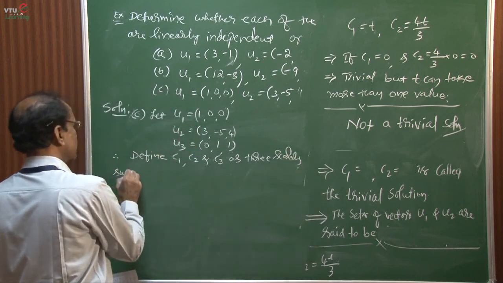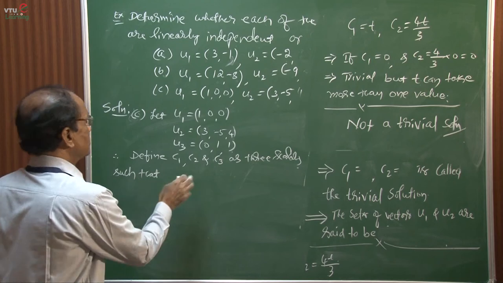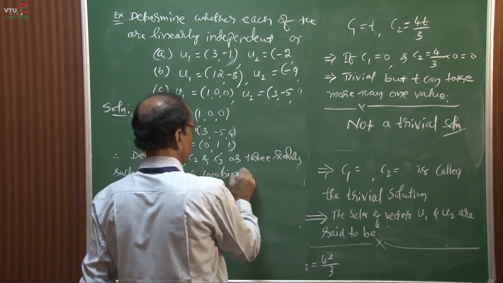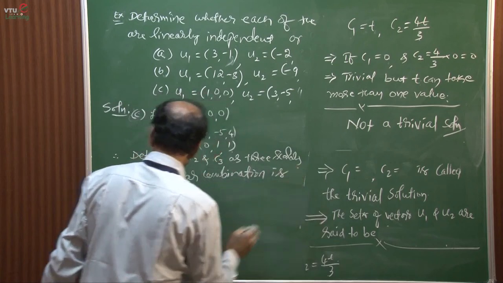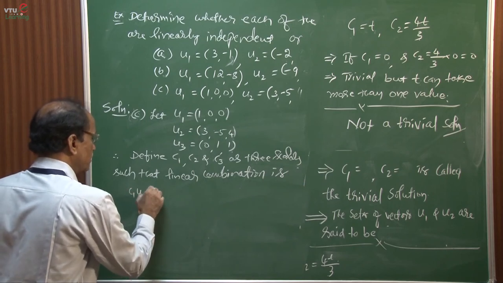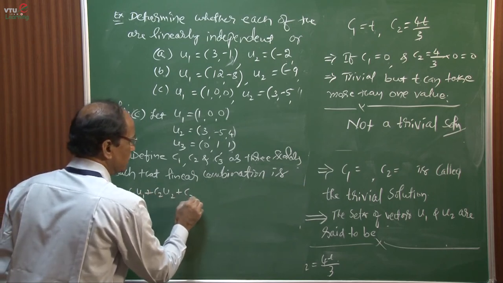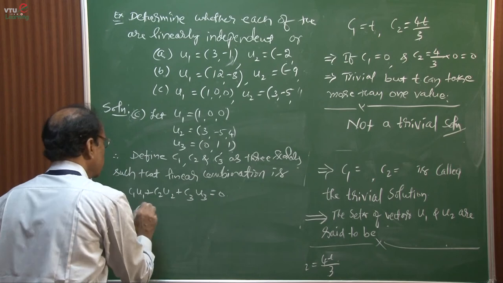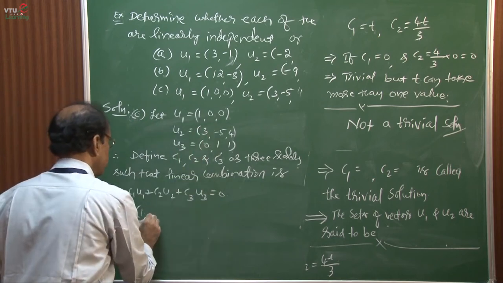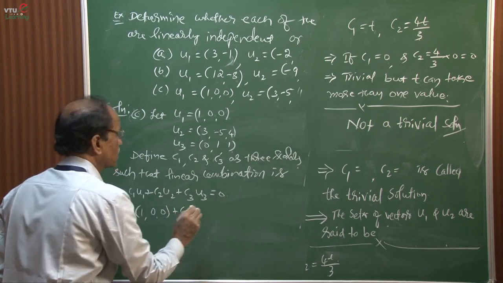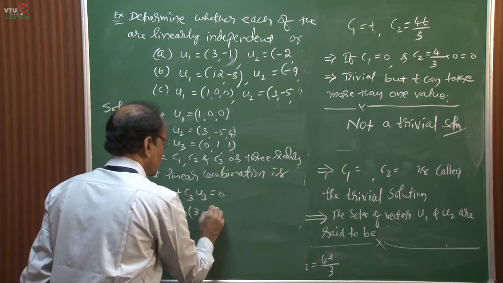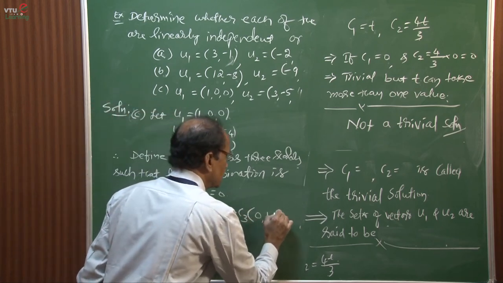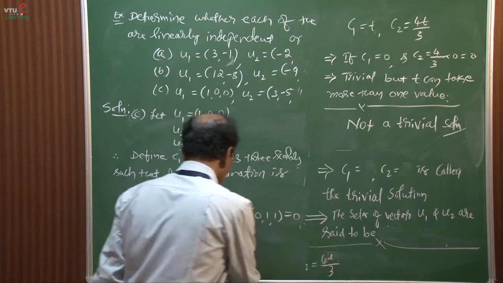three scalars such that you have to write a linear combination, that is C1 U1 plus C2 U2 plus C3 U3 is equal to 0. Then attach all the three vectors: C1 multiplied by 1, 0, 0 plus C2 multiplied by 3, minus 5, 4 plus C3 multiplied by 0, 1, 1 is equal to 0. Here also we do the same thing.